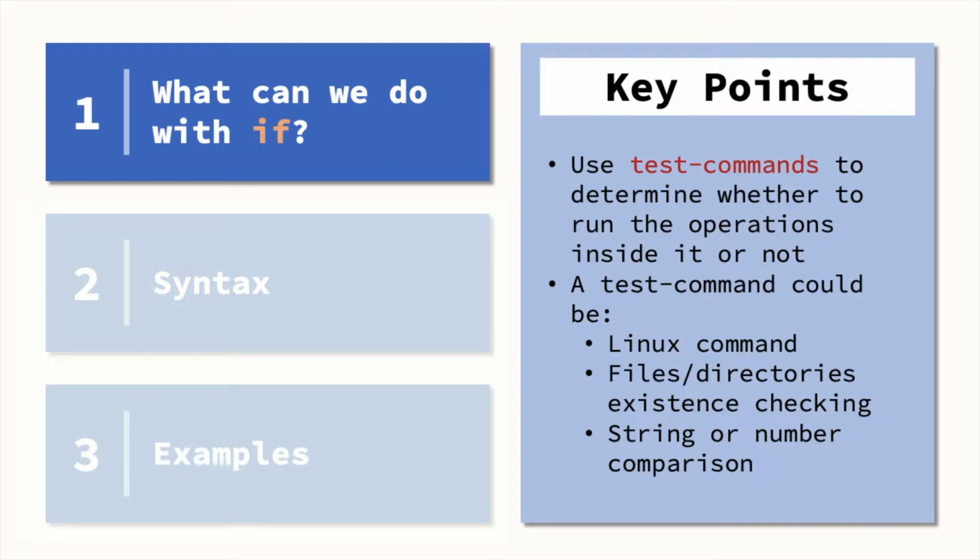The first we're gonna see is the usage of if. The if statement is a tool that we can use to control whether to run a block of code by giving a test command. A test command could be the execution result of Linux commands, checking the existence of files or directories, the string or number comparison, etc. I have here 2 examples for you to get this idea.